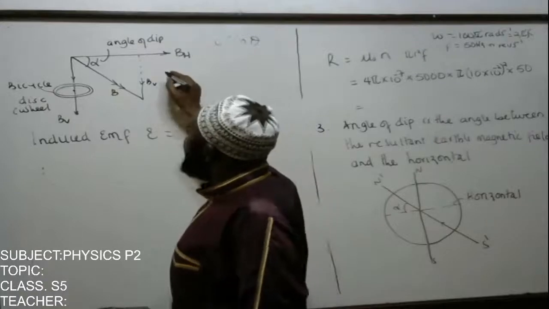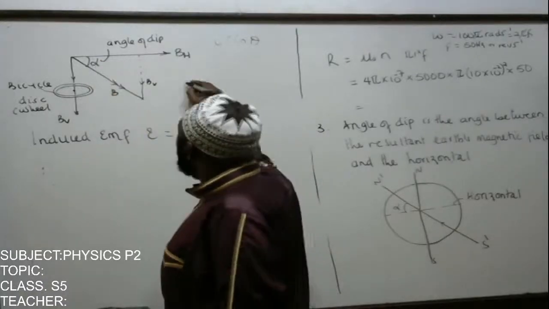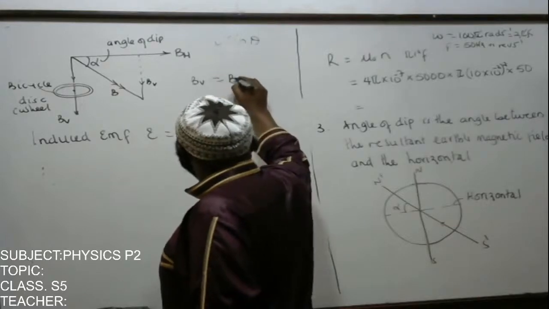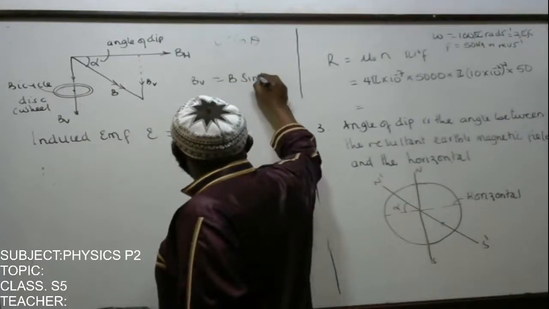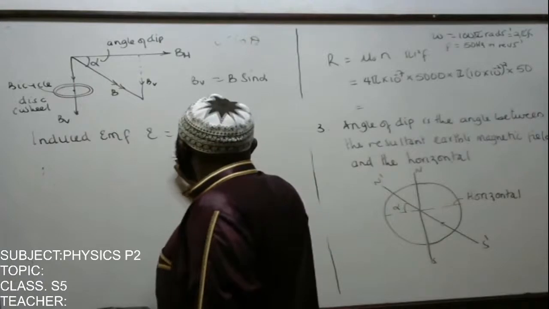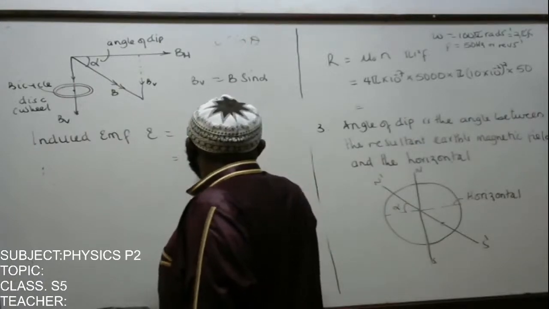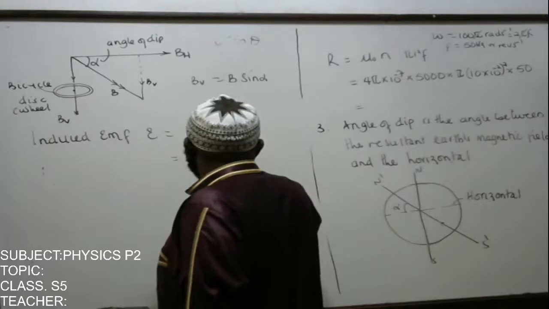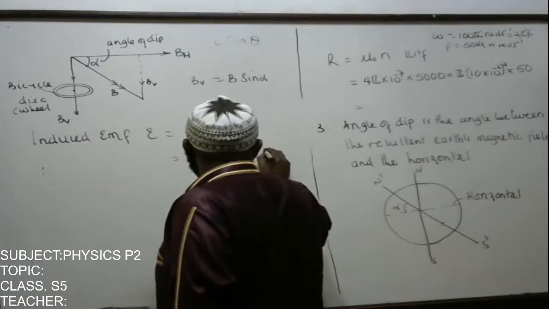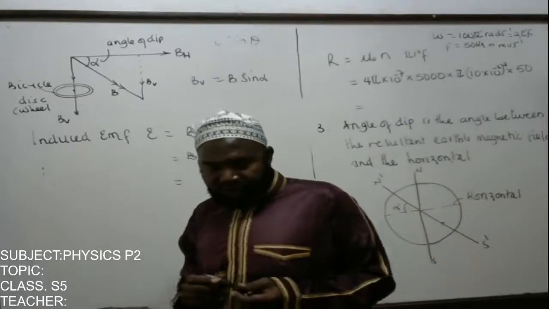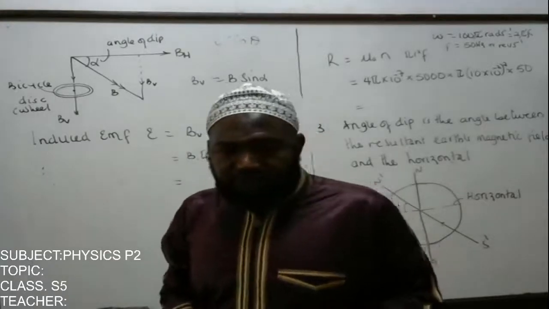Now the vertical component is opposite to the angle. Therefore, B vertical is equal to B sine alpha. So we substitute in this expression here for B. It's going to be B pi r squared F sine alpha. And then we can substitute in the values that were given by the question.